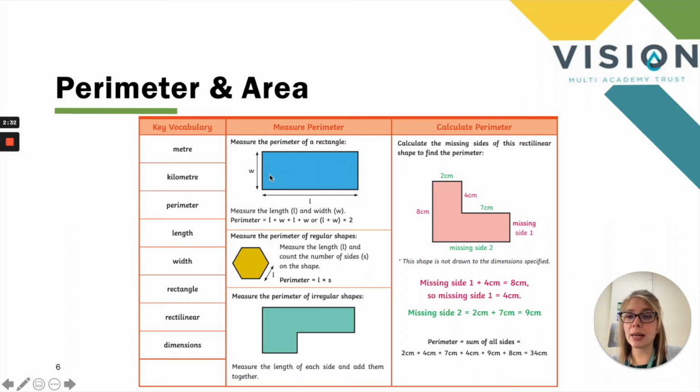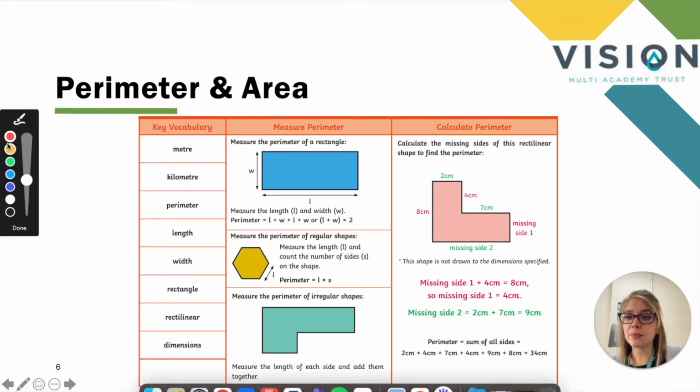I'm just going to get my pointer out on here. So if we just look over here at calculating perimeter, we need to be calculating the missing sides of this rectilinear shape. And we can do this by looking at the sides that are already there.